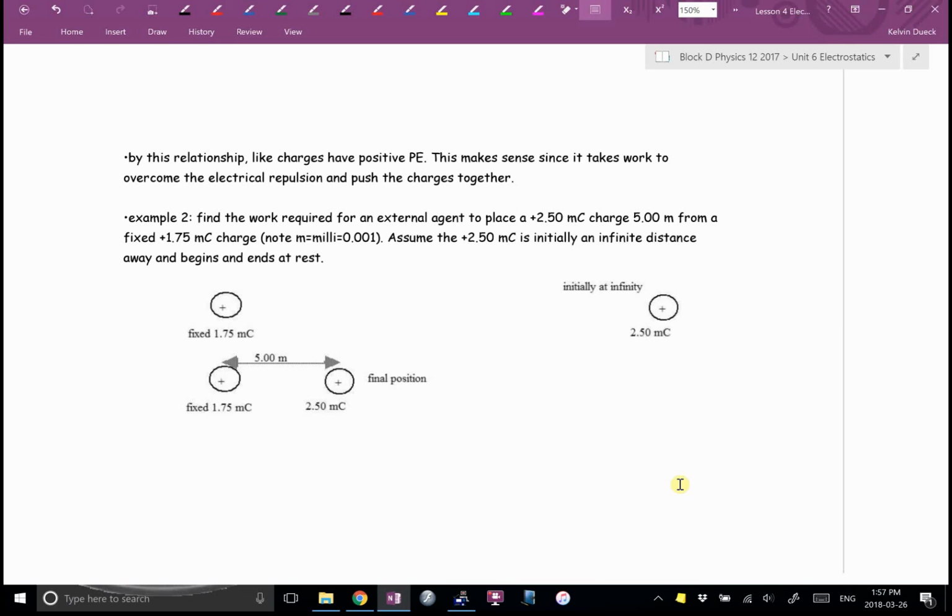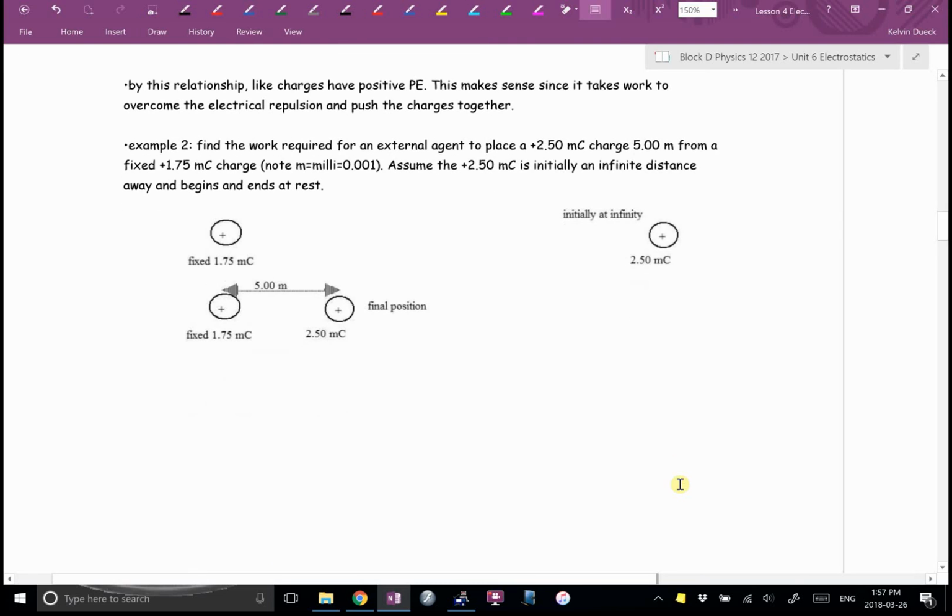Lena, what does example 2 want me to find? Did you say find the work? Yeah. Don't overcomplicate it. So we're going to go work equals change in potential plus change in kinetic. And Lena, I don't sense any speeds here. Oh, you know what? It says assume it begins and ends at rest.